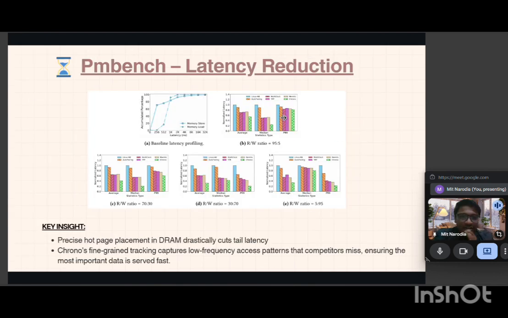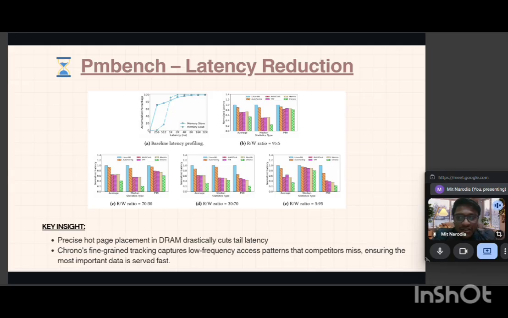So we concluded that throughput is good, but what about the latency? Latency is what the user feels and how fast the system responds. And here Chrono is winning also. Look at the improvements. Average latency is cut by 68% and the median latency is cut by 70%. But the most important number is P99 tail latency. This is the worst case lag. Chrono reduces this by 79%.